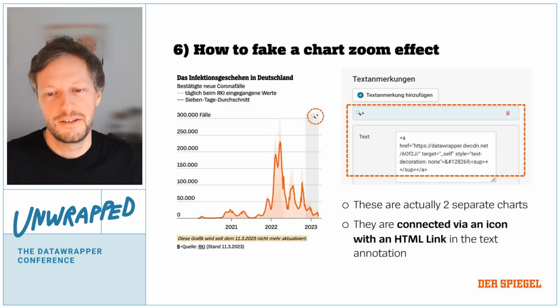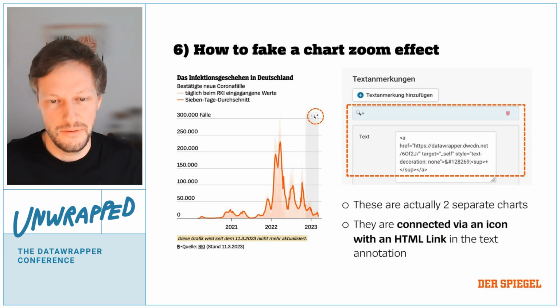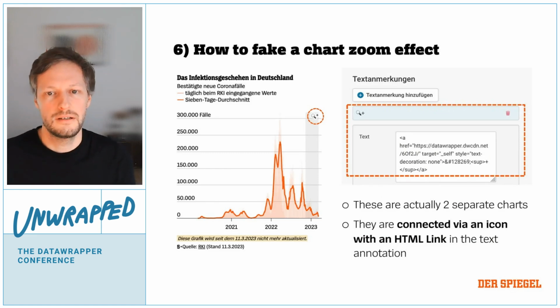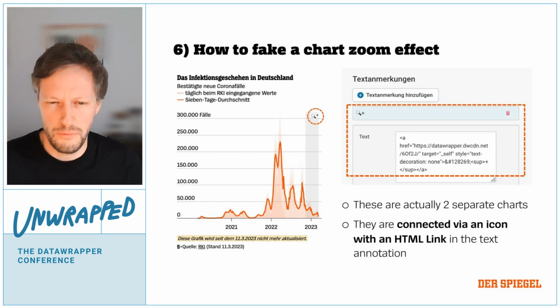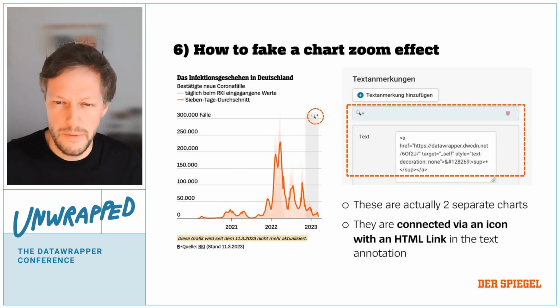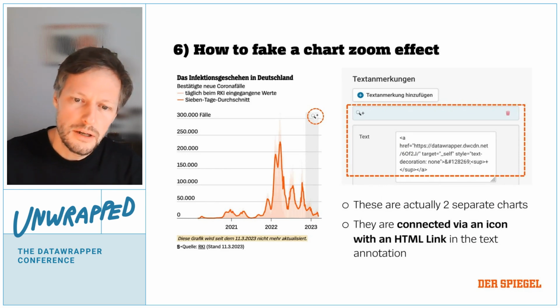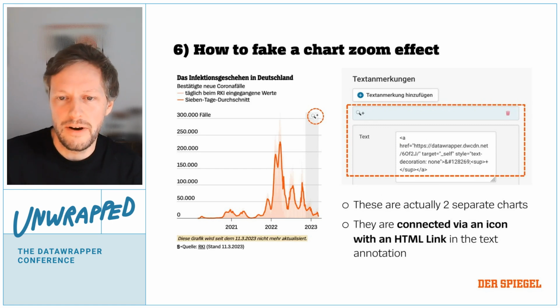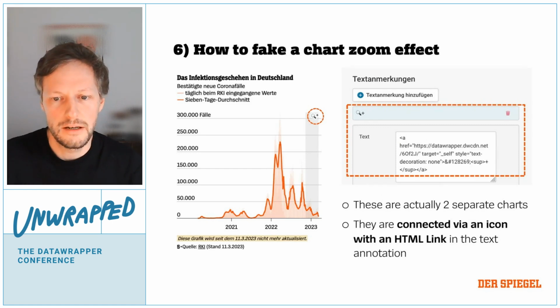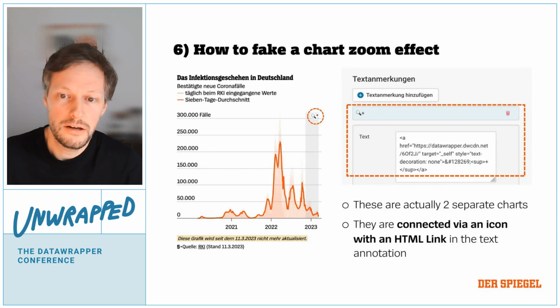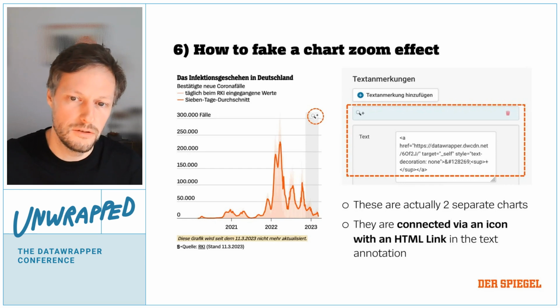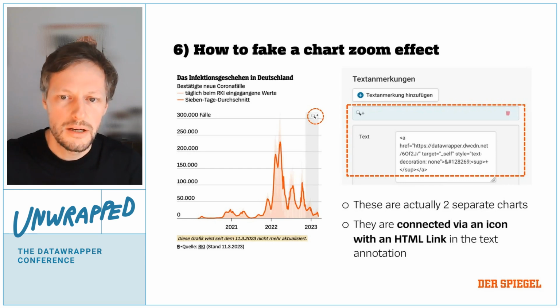Actually, those are 2 separate charts. So you've got one chart with the whole period and one chart with the last 3 months or 6 months. I can't remember anymore how we did that. And they are connected via an icon. And this icon includes an HTML link to the other chart. So it's just an a tag, an href with the URL of the other chart.